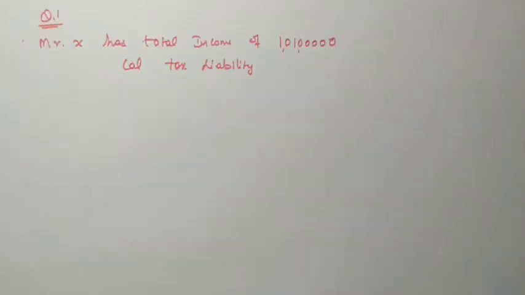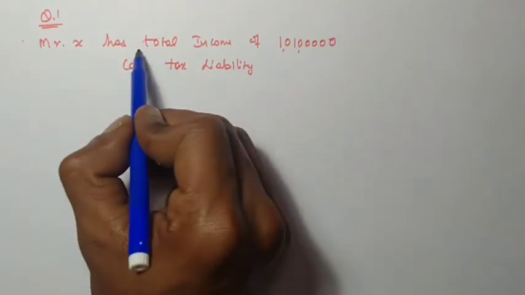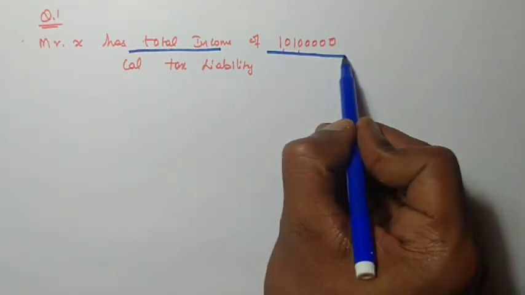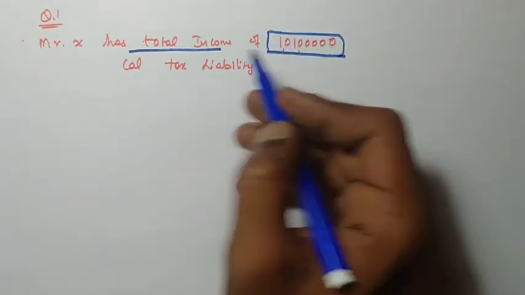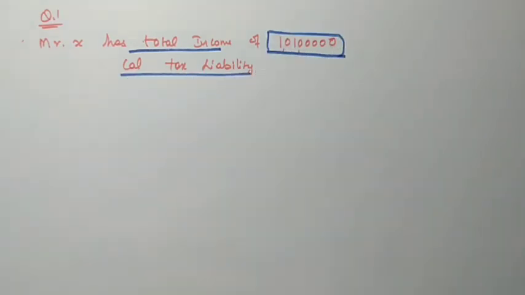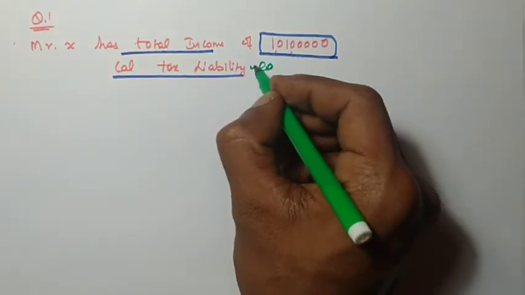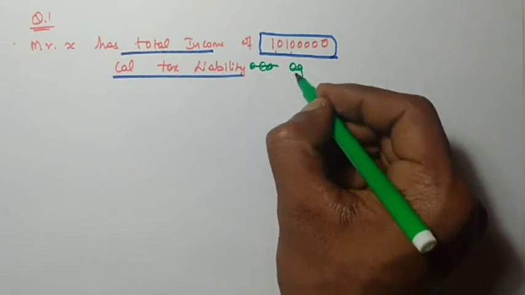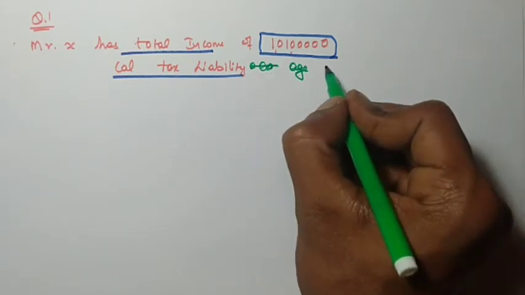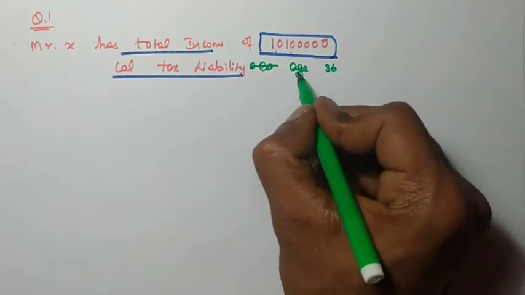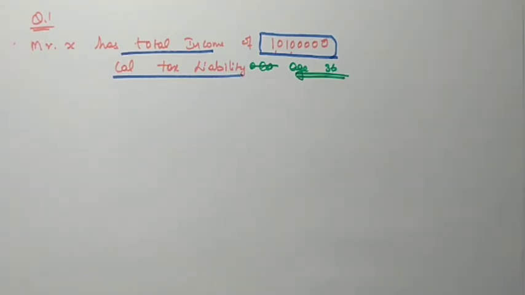So Mr. X has a total income of rupees 1 crore 1 lakh. Calculate his tax liability. Age, let's say 36. Let us do solution.